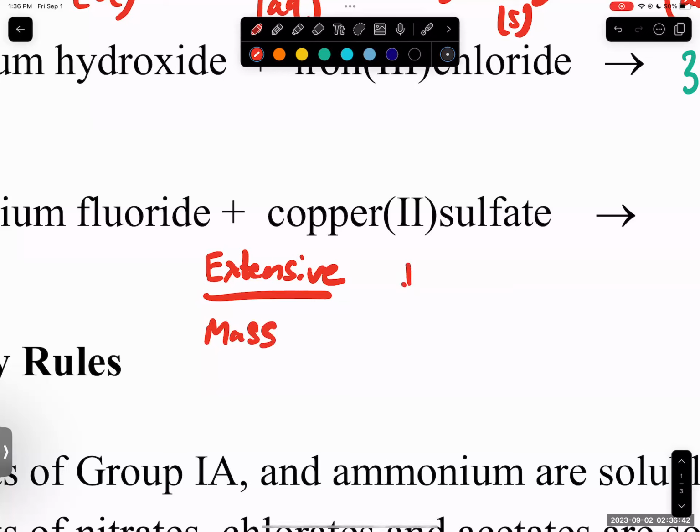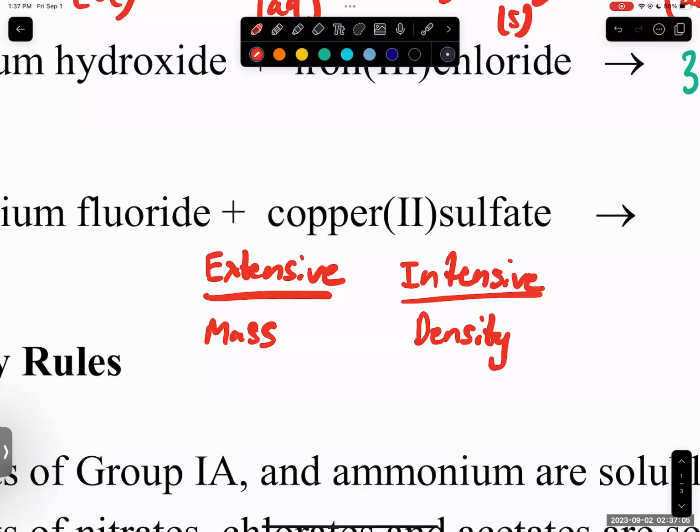Would density be as well? Density, it doesn't matter how much you have. The density of 1 glass bead is equal to the density of 18 glass beads. Yes. If you pour them in water, it's the same. What are some more extensive properties? Volume's 1.